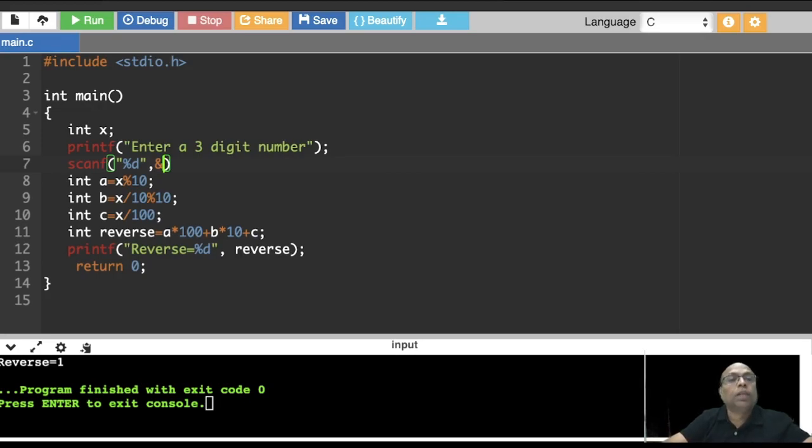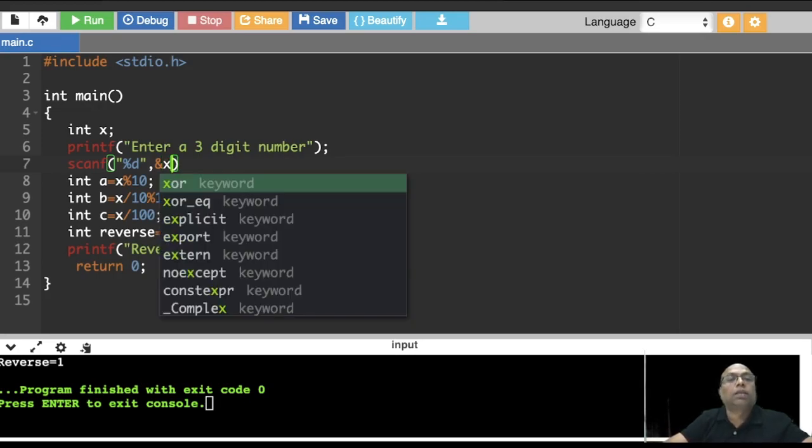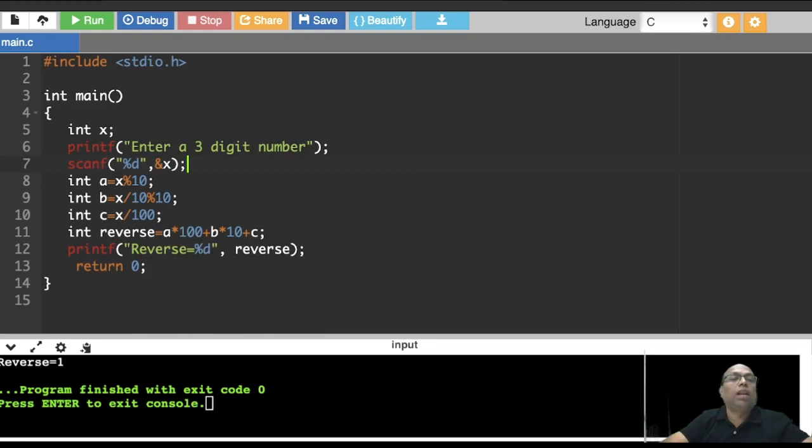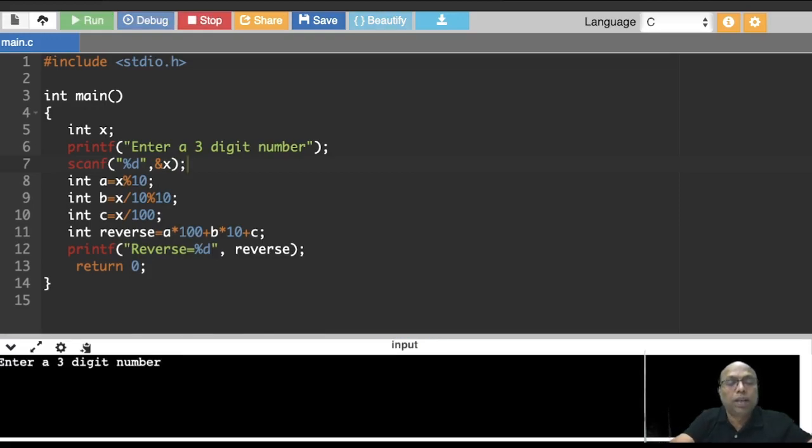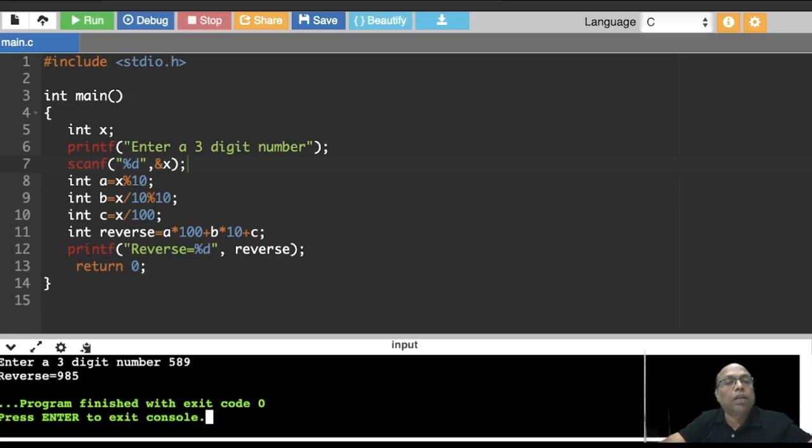And what? I put here X. Now you can enter any number and you can solve the problem. I enter a number. The number is, let's say, 589. I got it. Okay, that makes sense. I hope you understood this.